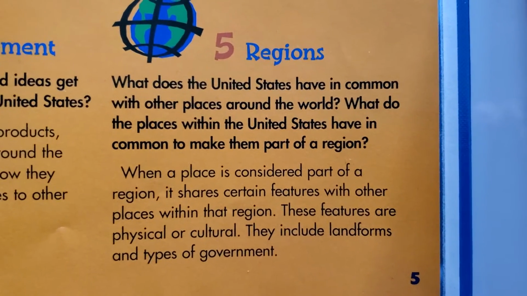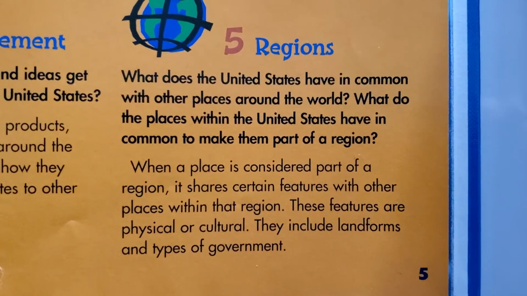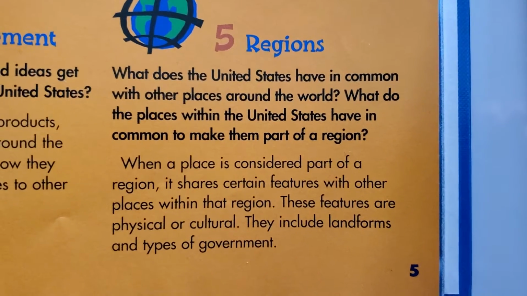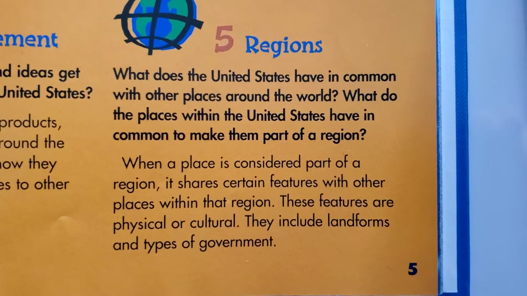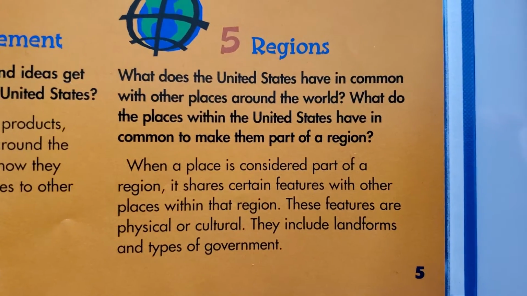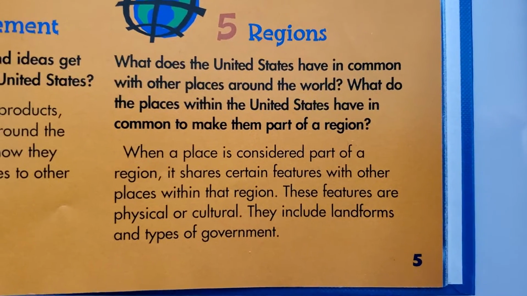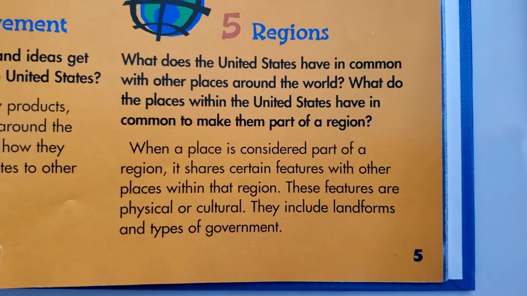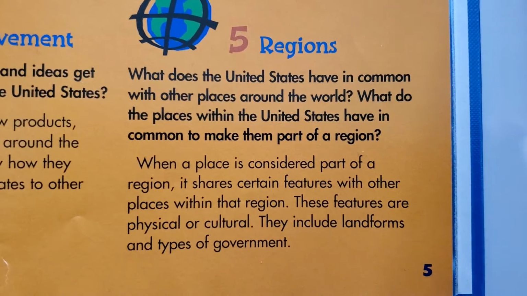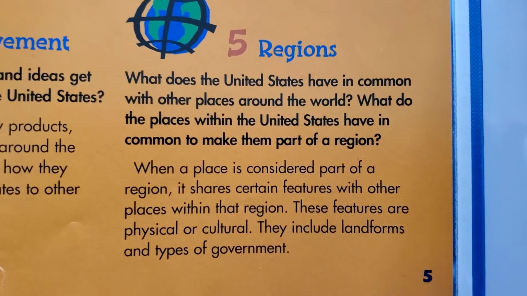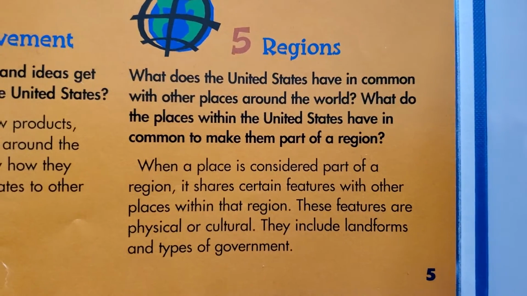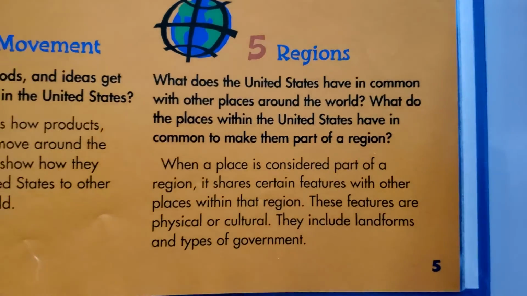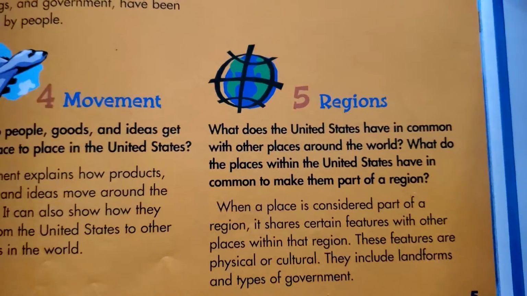What does the United States have in common with other places around the world? What do the places within the United States have in common to make them part of a region? When a place is considered part of a region, it shares certain features with other places within that region. These features are physical and or cultural. They include landforms and types of government. So I think it's easier to understand regions when we talk about the states.